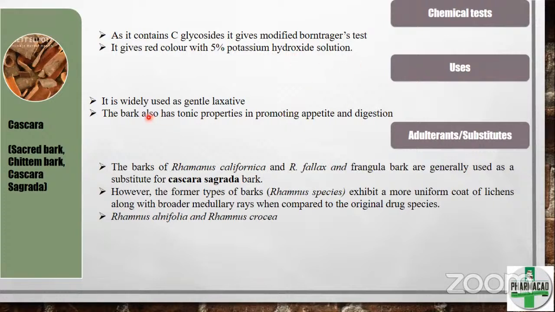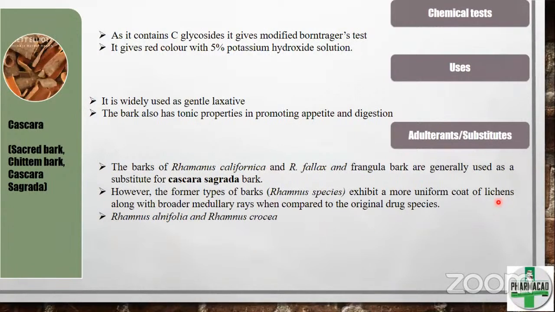It is widely used as a gentle laxative, and the bark also has some tonic properties in promoting appetite and digestion. Now, what are the adulterants and substitutes for this? Rhamnus californica, Rhamnus phalanx, and Frangula bark are generally used as substitutes for Cascara sagrada bark. However, the former types of Rhamnus bark exhibit a more uniform coat of lichens.